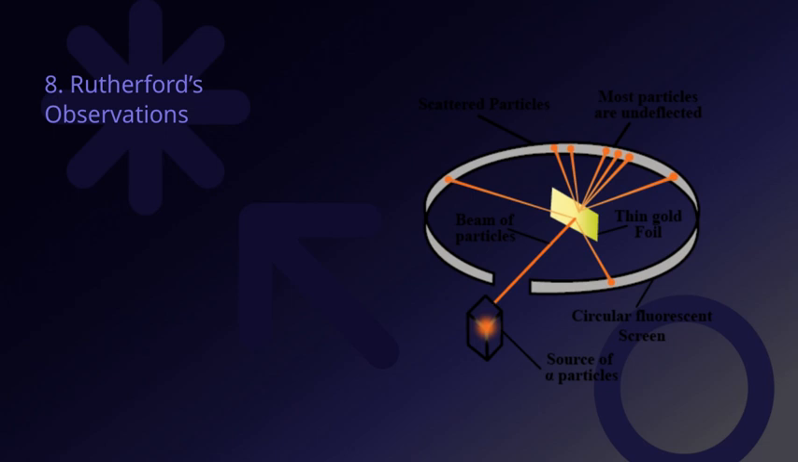This was a key moment because it indicated that there must be a dense, positively charged core at the center of the atom. Rutherford called this the nucleus. These observations challenged the earlier plum pudding model and set the stage for our modern understanding of the atom. So, in essence, Rutherford's work revealed the atom's true structure: empty space with a tiny, dense nucleus at the center. And this discovery is foundational to how we think about matter today.